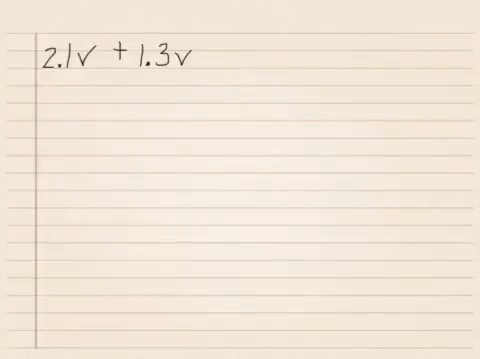Let's say that we have this problem, 2 and 1/10 of v, and we're going to add 1 and 3/10 of v to it. Before we even start, I'm going to recommend that if you say 2.1 or 1.3, you're not helping yourself when it comes to making sense of the problem. And here's why.